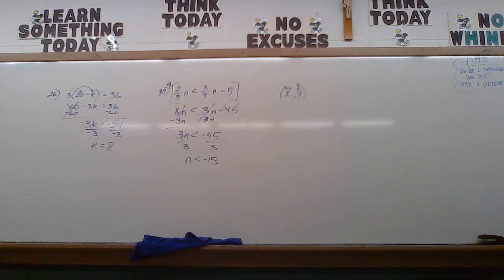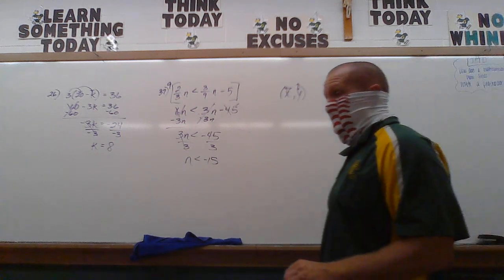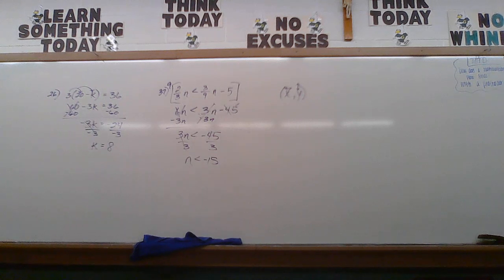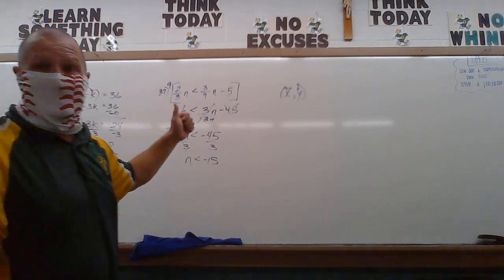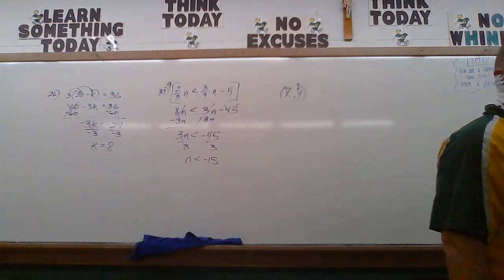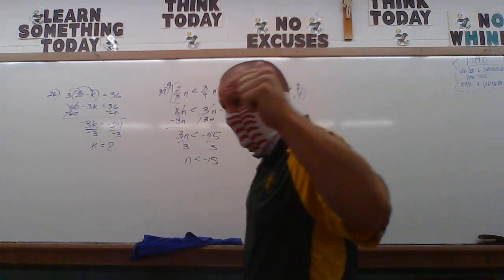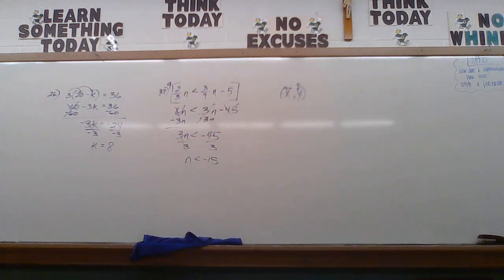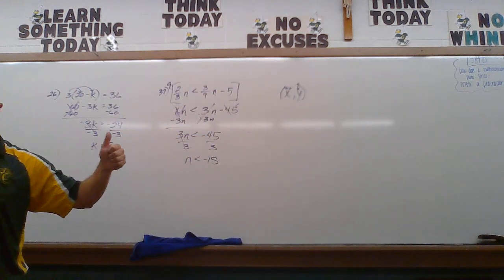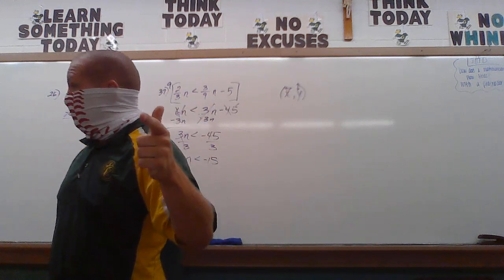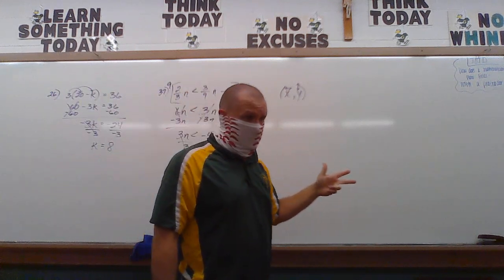48 through 53 are our systems. Okay? What are the 3 ways to solve a system? Graphing, substitution, and elimination. Perfect. What are the 3 ways to get an answer in a system? One solution, or an ordered pair. What else? No solution or infinite number of solutions.